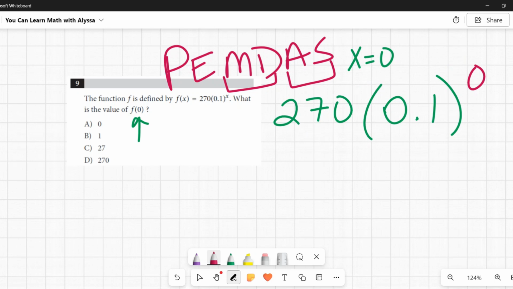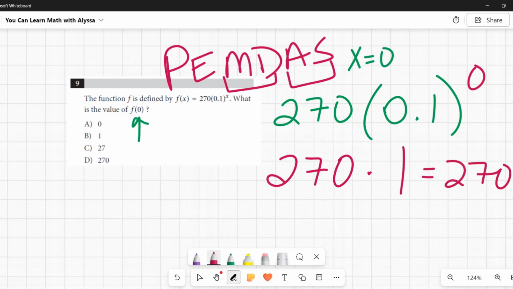The exponent 0, 0.1 to the power of 0 is just 1. Any number to the power of 0 is going to be 1. And so 270 times 1 is equal to 270. And that is D. There's my answer.